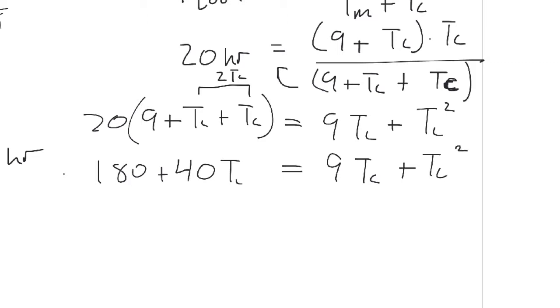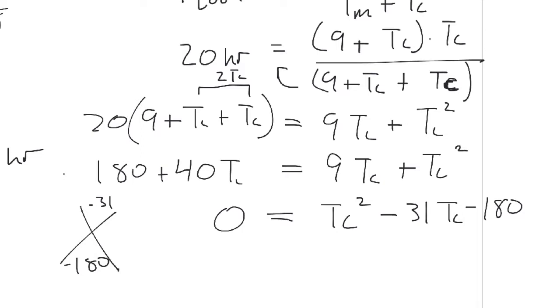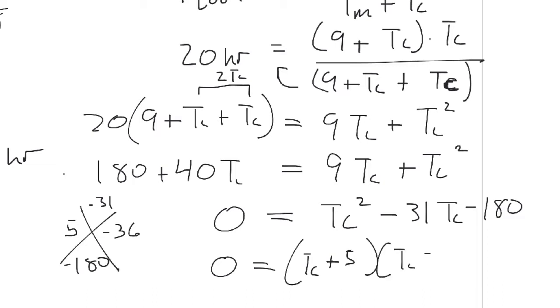Let's bring it all over to one side. We get 0 is equal to TC squared minus 31 TC minus 180. And so then you have to ask yourself what two numbers multiplied get negative 180 and add up to negative 31. And that would have to be negative 36 and positive 5. And so we can rewrite this as TC plus 5 times TC minus 36.